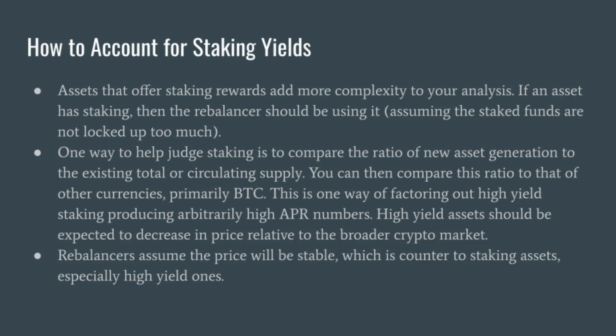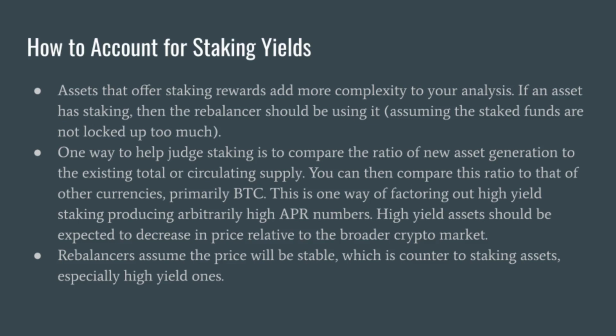One way to help judge staking is to compare the ratio at which new tokens are being generated to the existing total supply or to circulating supply. So if 5% more tokens are being added every year, then you compare that to the percentage for Bitcoin, which is roughly 1.4%, to get a price estimate based around the Bitcoin price. So if the Bitcoin price stays the same, you would expect the token price to change to 1.014 divided by 1.05, or 96.5% of the original price.